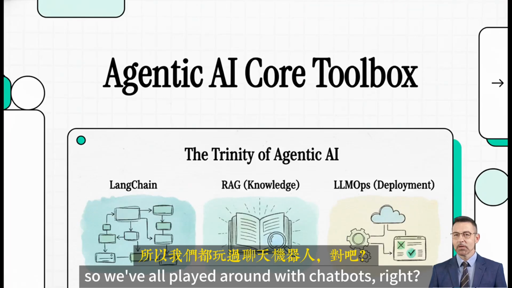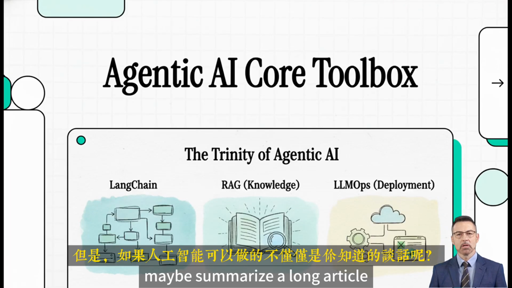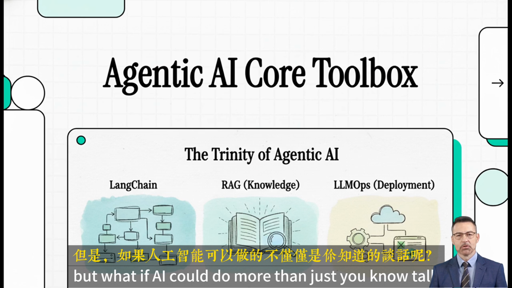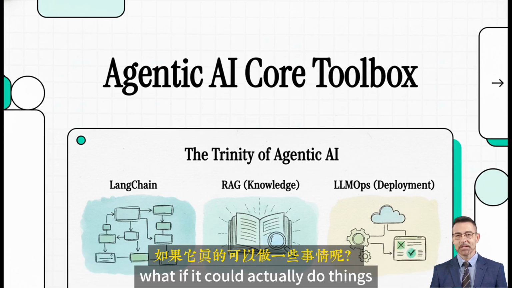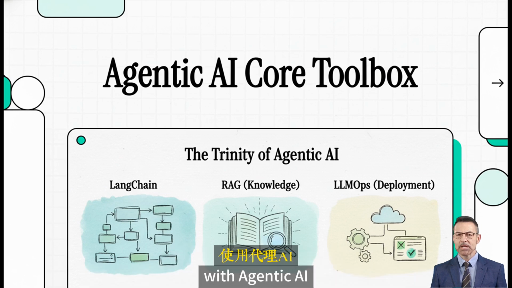So we've all played around with chatbots, right? They can write a decent email, maybe summarize a long article. But what if AI could do more than just talk? What if it could actually do things? Well, let's get into it, because that's exactly what we're talking about with Agentic AI.